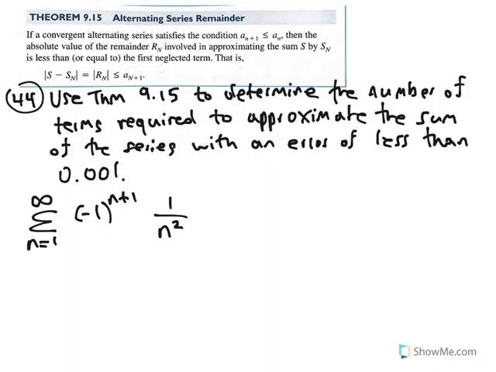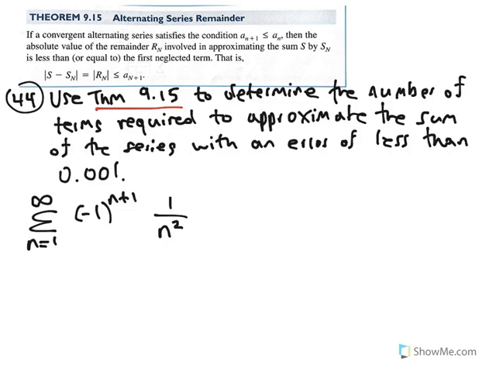Now we take a look at number 44, which is another variation in applying the alternating series remainder theorem. So this is another type of problem that you could do with the alternating series remainder theorem. The instructions for number 44 are to use the alternating series remainder theorem to determine the number of terms required.